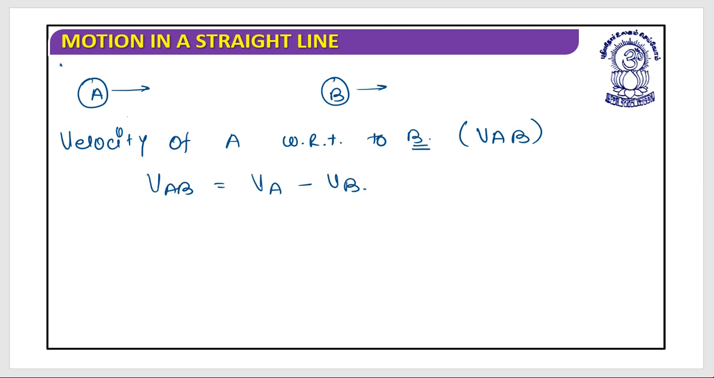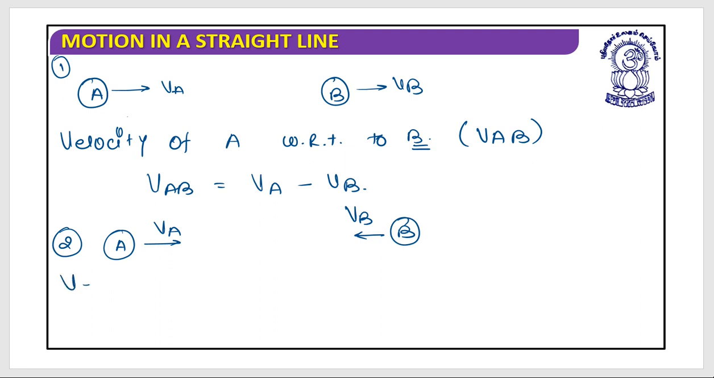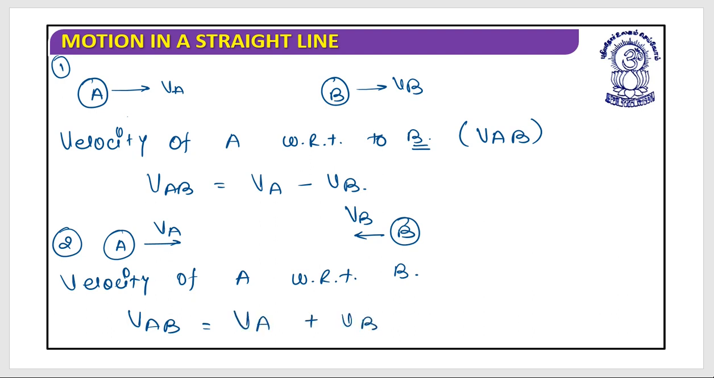This is the first situation. Now the second situation is that this is my first object moving in this direction, and this is my second object moving in this direction. Let's say the velocities are VA and VB. As now I am interested in the velocity of A with respect to B, I have VAB. As these two are moving in opposite directions, I need to add the quantities. It would be VA plus VB.